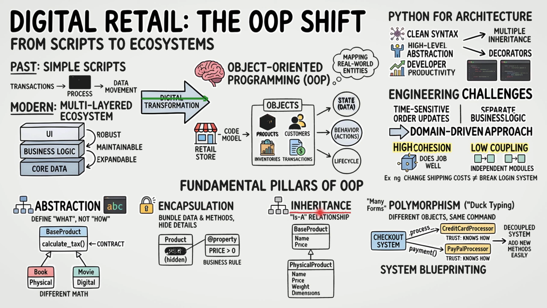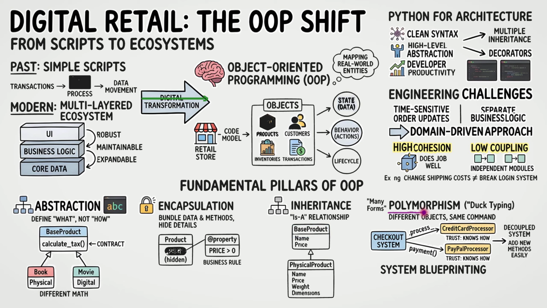Next, we have inheritance, which establishes an is-a hierarchical relationship. A physical product is a base product, therefore, it automatically inherits core attributes like name and price from its parent class. But it can easily add its own unique requirements like physical weight and shipping dimensions.